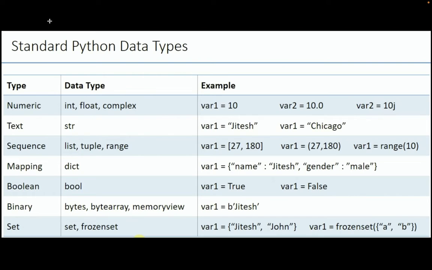In Python we have data types, and the data types have a parent data type such as numeric, text, sequence, mapping, and so on. In case of numeric, there are three data types: int, float, and complex, and they are created when a number is assigned to a variable.